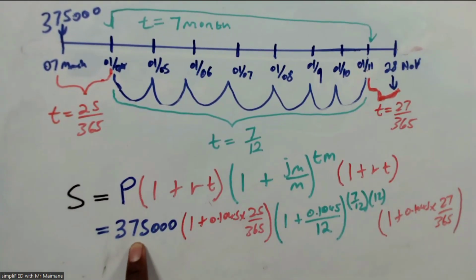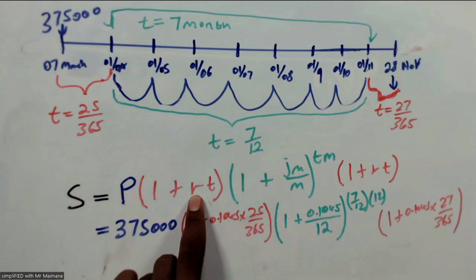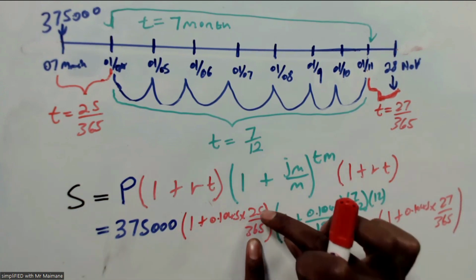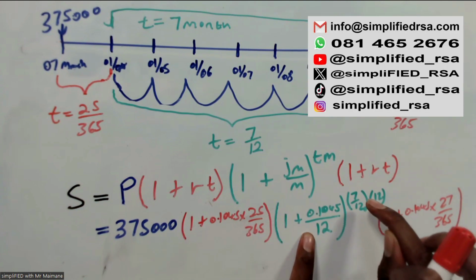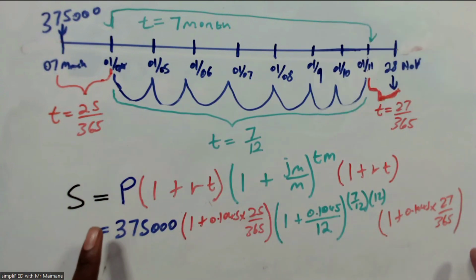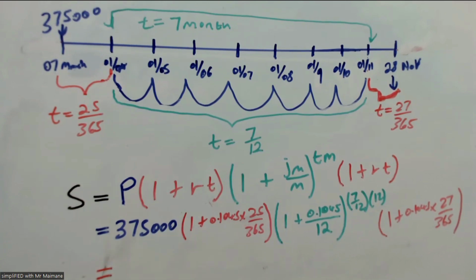So after substituting, we have the down investment, which is 375,000. The formula as it goes, to get R, the interest rate, we must always divide the interest that is given, which is 10.45%, by 100%. So it's going to give us 0.1045, but multiplied by, now the difference is just the T. T there is 25 over 365 days. Here, my T will be 7 over 12 because it's 7 over 12 months. And then from here, that's your formula. Using a calculator to calculate this, when we punch this on a calculator, we're going to get the value.